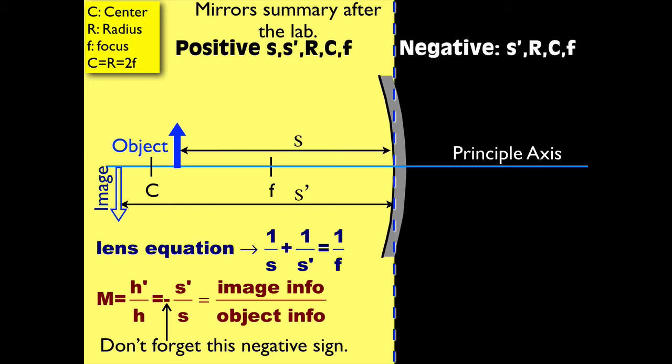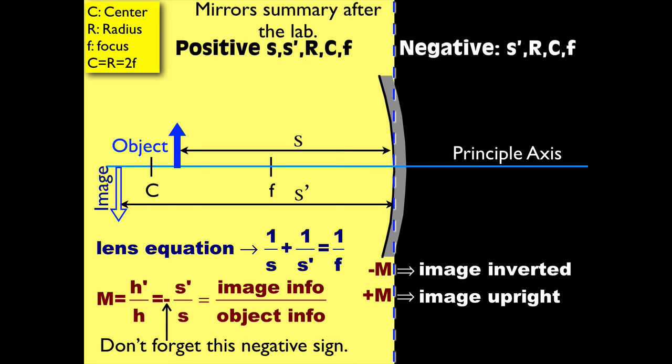Now let's look a little bit more at this magnification. If you put in the right numbers, paying attention to the signs, negative magnification and positive magnification, they tell you more than just how big it is. If it's negative, that means the image is upside down or inverted. If it's positive, the image is upright, so it's the same orientation as the original object.